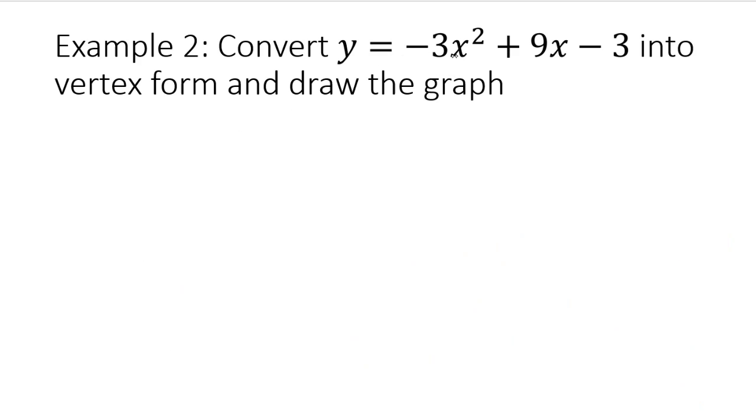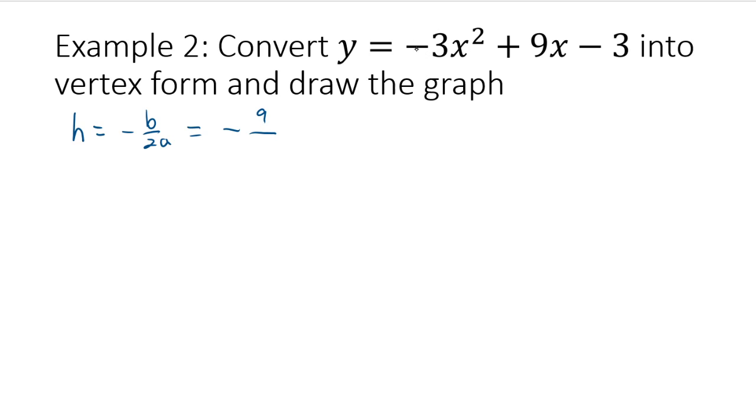Convert y equals -3x squared plus 9x minus 3 into vertex form and draw the graph. This time, again, h is equal to -b over 2a. h equals -b over 2a. And this would be negative. b is 9. a is -3.